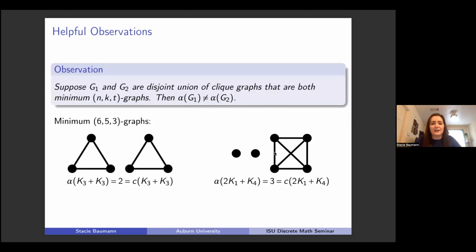Okay, so this observation, and although I called the last one an observation, I think it was easy to see, this one would actually require a proof that I'm going to skip. But this observation put our worries to ease about that multiple minimums situation. So what we showed was if there is more than one of those minimum (n,k,t) graphs, then their independence numbers are different. And this actually inspired the proof as well, which we'll go through a little bit. So again, back to those minimum (6,5,3) graphs. There they are, and they both have a different independence number. So we saw that when you have these multiple minimums, you get different independence numbers for each graph.